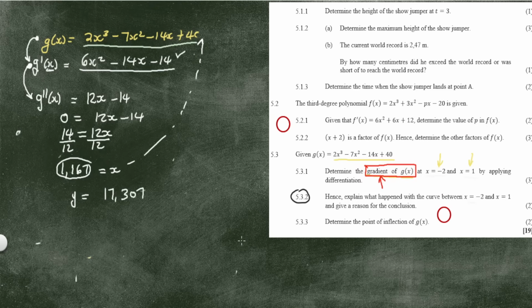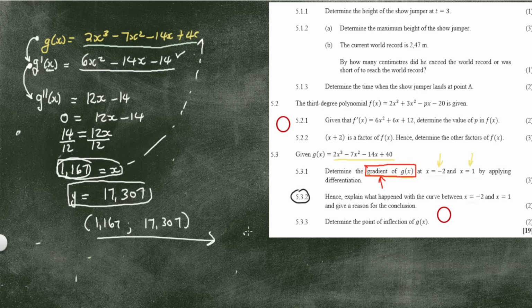This is y, this is x. So the full coordinate looks something like this: (1.167; 17.307). This is our answer. So this concludes our discussion for question 5.